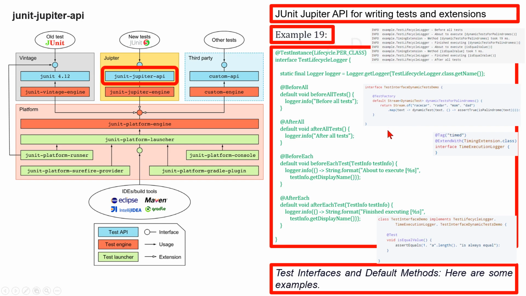@ExtendWith and @Tag can be declared on a test interface so that classes that implement the interface automatically inherit its tags and extensions. In your class, you can then implement these test interfaces to have them applied.